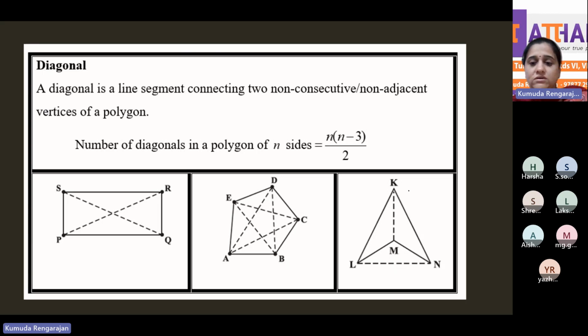Now, the third figure, KLMN, is a concave quadrilateral. I'll tell you now, you must be writing. I'll not disturb you. We'll talk about the third figure, this one.